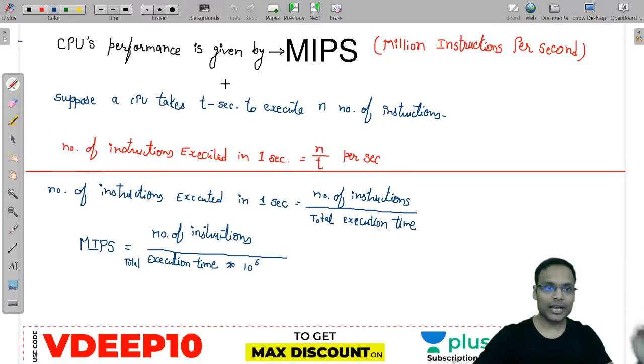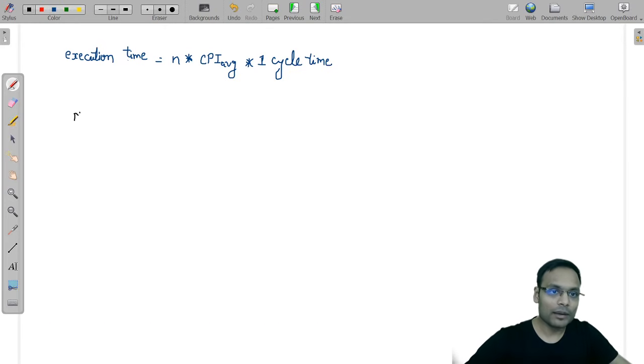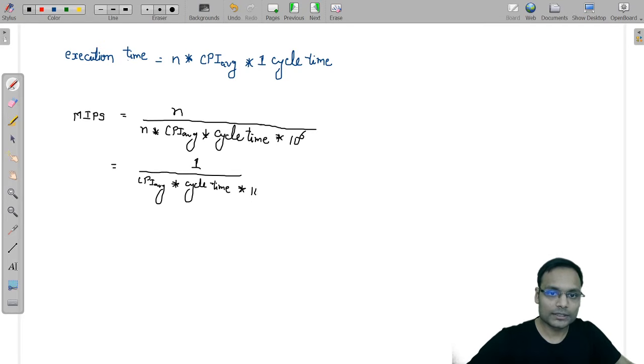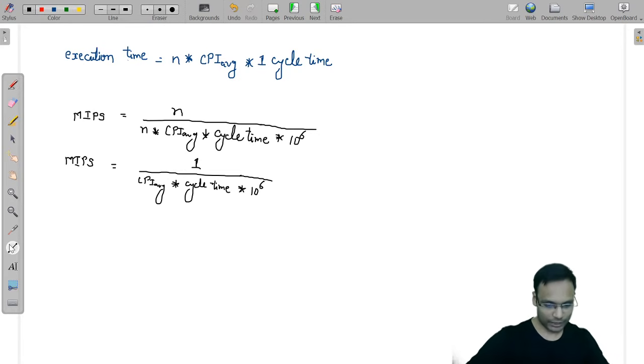So execution time is this, then the MIPS formula will change now. MIPS is equal to number of instructions n divided by n into CPI average into cycle time. n and n cancel, and 10 to the power 6 will also be here. So the answer will be 1 divided by CPI average into cycle time into 10 to the power 6. So if somebody asks you what is the formula for MIPS, you can throw this formula easily in front of that fellow.